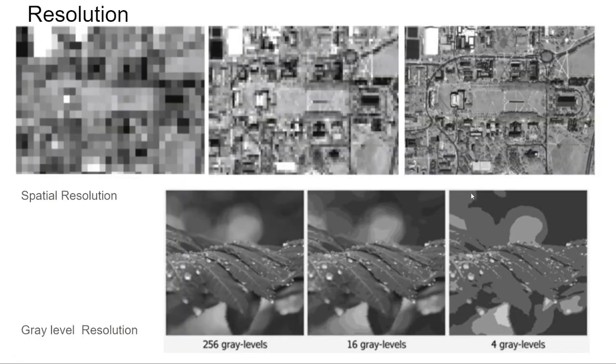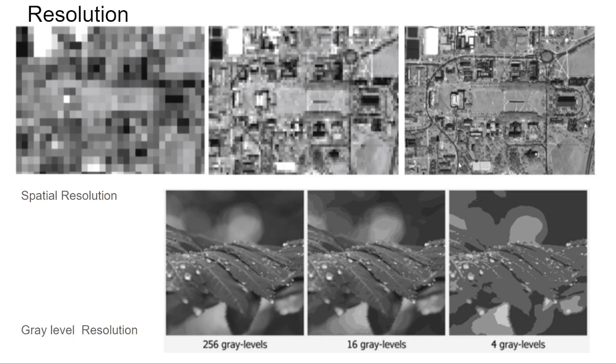So next we are going to the topic resolution. There are two types of resolutions, spatial resolution and gray level resolution. Spatial resolution means, in this image, as you can see, the number of pixels for a particular area is less. But here for the second image, the number of pixels in a particular area is more. But for the third image, the number of pixels for this particular area is very large.